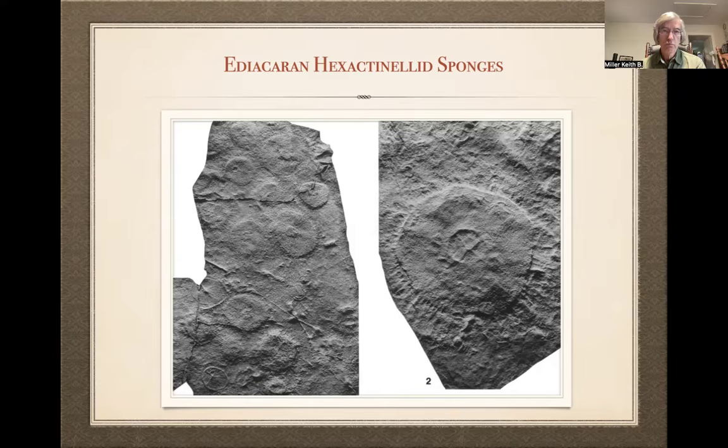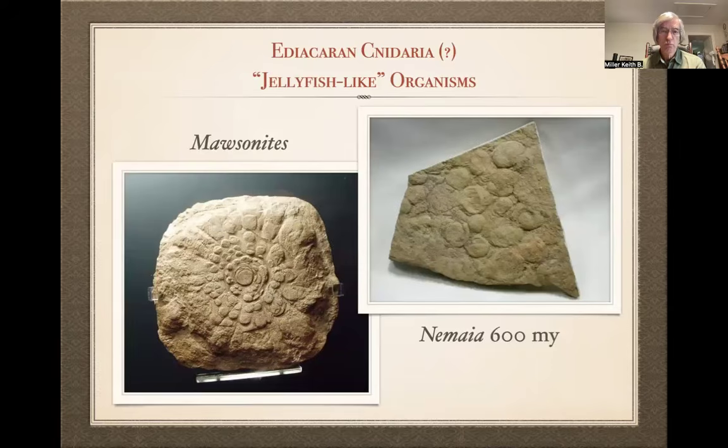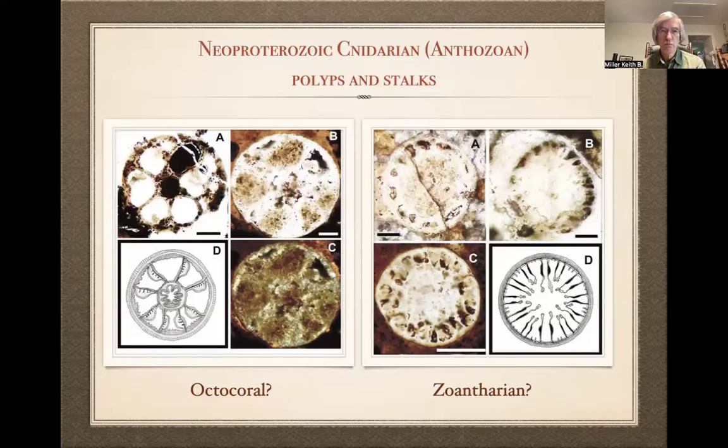We also have cnidarians appear in the Ediacaran. This is still latest Precambrian. Cnidarians include things like jellyfish, sea anemones, corals, hydrozoans. Those all belong to the cnidaria. And these are jellyfish-like organisms from the very early Ediacaran that probably were not polyps like we think of jellyfish today, but were probably attached to the seafloor in an upside-down position. But they are at least jellyfish-like in their anatomy. We also have anthozoans.